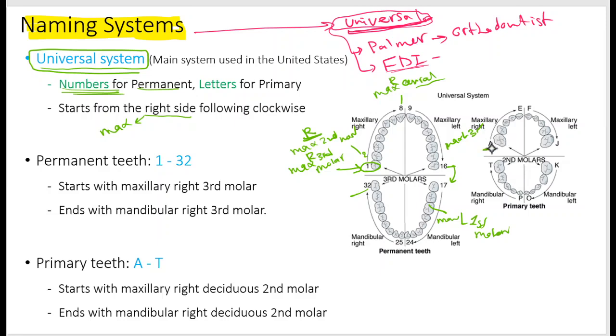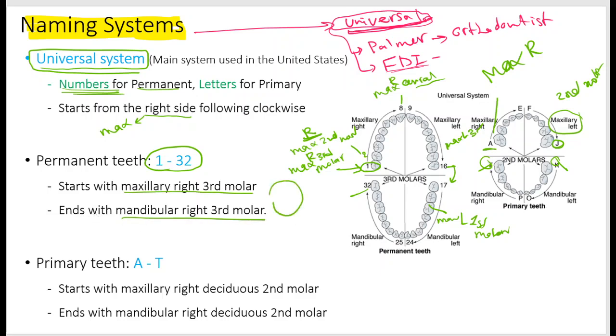So we start with A, again the maxillary right. We always start with the maxillary right, and then we move on all the way to J, which is the maxillary left, the second molar, because we don't have third molars on primary teeth. We go K all the way to T, ending with the right second molar. So permanent teeth are numbered from 1 to 32. You start with the maxillary right third molar, and you end with the mandibular right third molar, right?